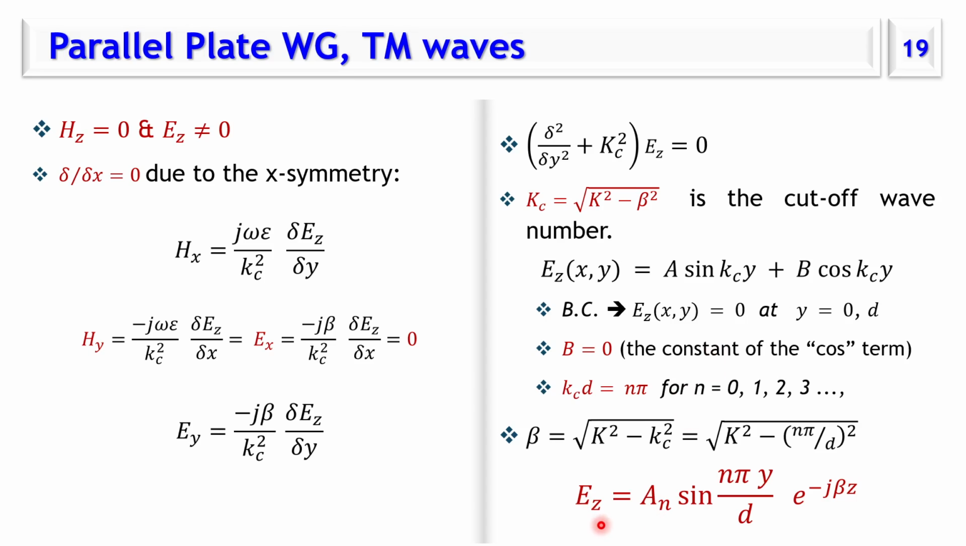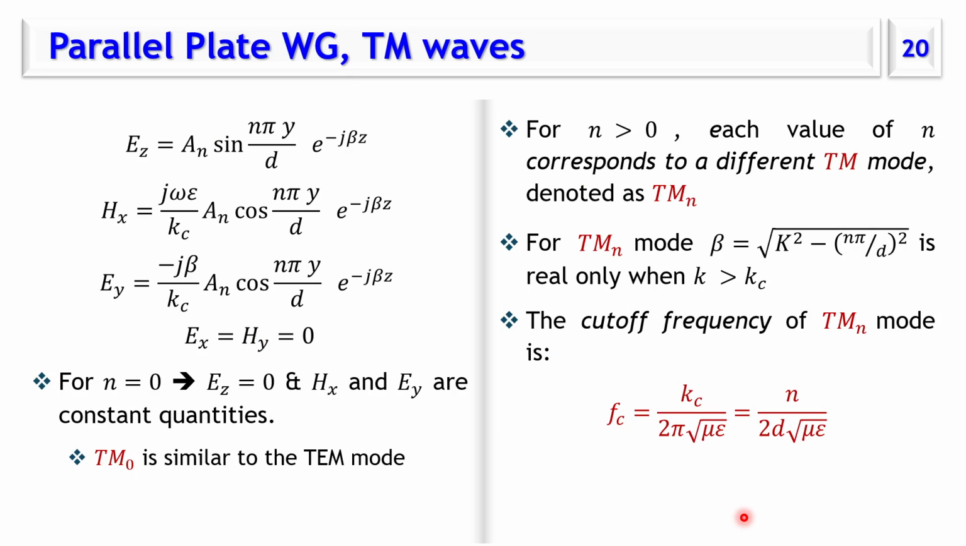Ez will have this expression, An sine(kc y) multiplied by e to the minus j beta z. This is the propagation constant in the positive z direction. So this is the general expression for Ez, and it can have many different structures based on the value n.